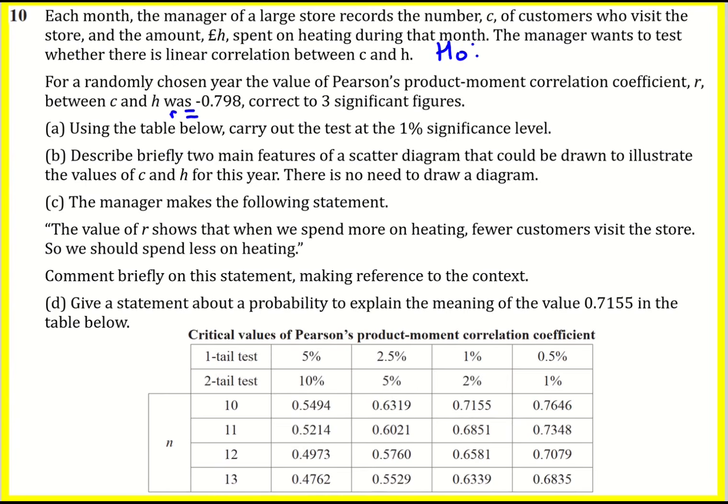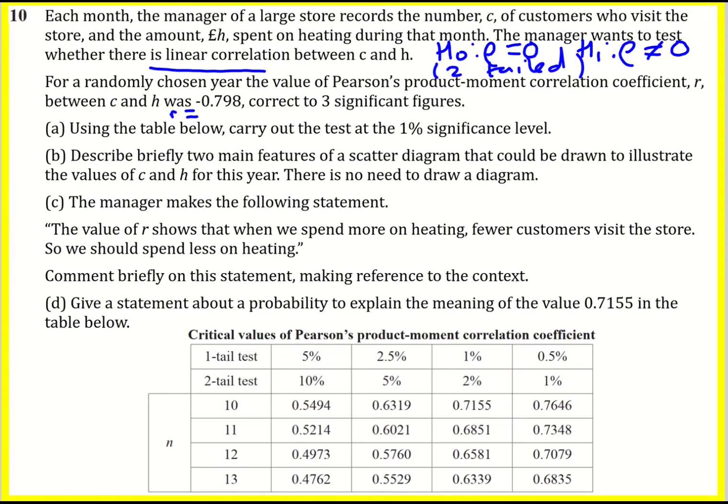Is there any correlation, not just in this sample year, but in general? So H naught is rho, because that is the product moment correlation coefficient for the population, like all of the data. So rho is equal to 0. Then H1, because we're just testing whether there's linear correlation, not positive or negative, is that rho is not equal to 0. So this is two-tailed.